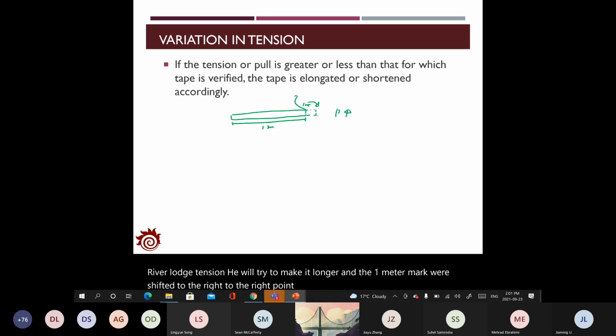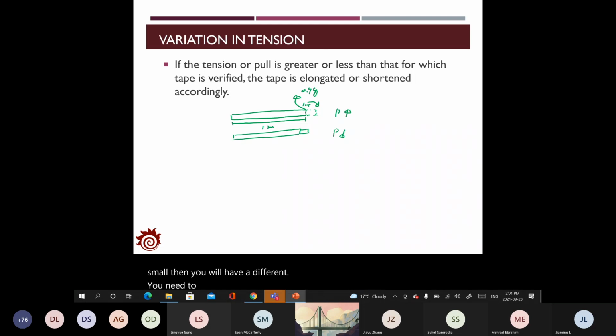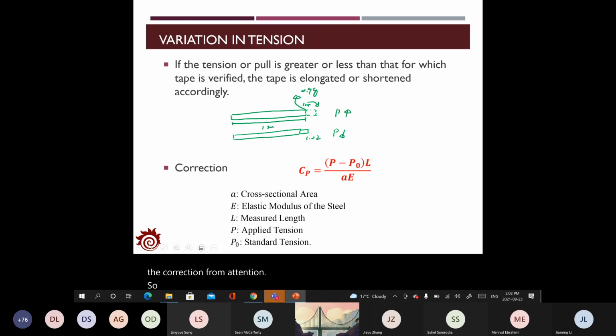And what you're going to read might be something like 0.99 or 0.98. And if the tension is very small, then you will have a larger reading, and this could be something like 1.02 or some other values. So that's the impact of the tension, and we also have the function to calculate the correction from tension. The equation here shows the calculation of the correction of the tension.